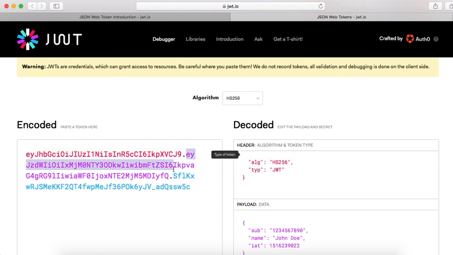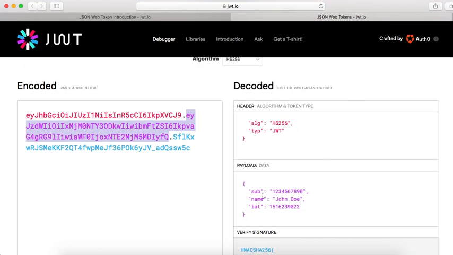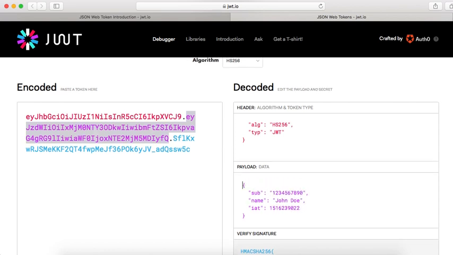Now here the second part is the payload, which is this part. This part is very important because this is where we are going to store the information. When we saw the definition that JWT is something which carries some information, this is the information that needs to be transmitted securely. Now here there are some keys like subject, name, and IAT, meaning issued at. So it is the date and time here.